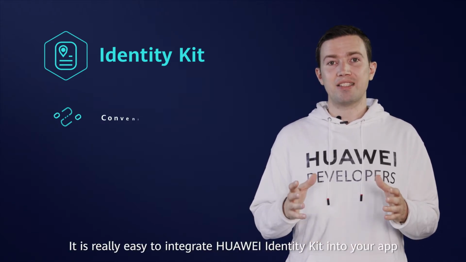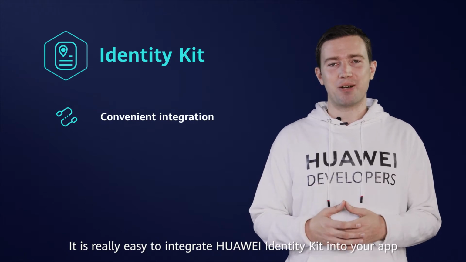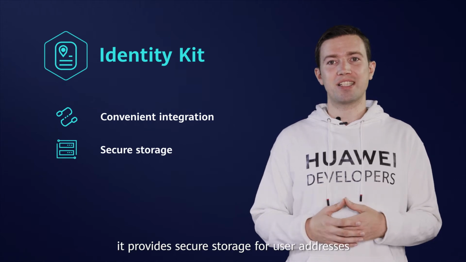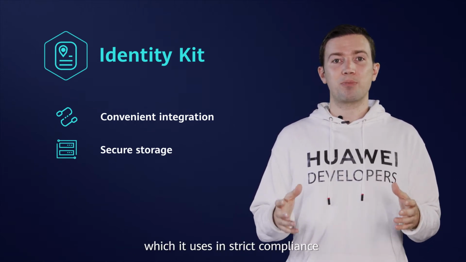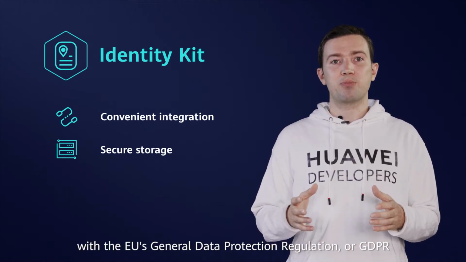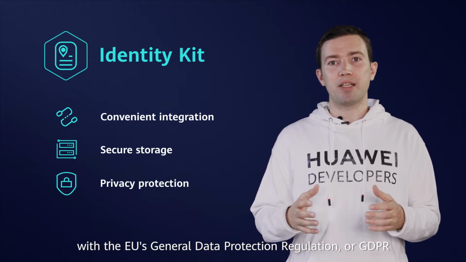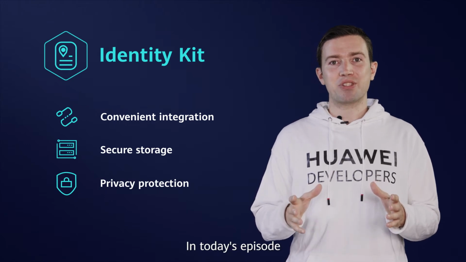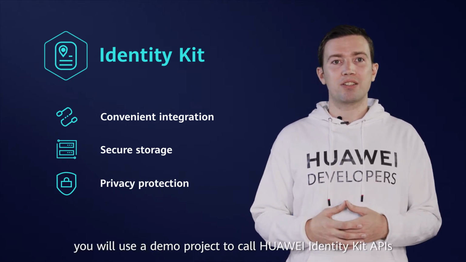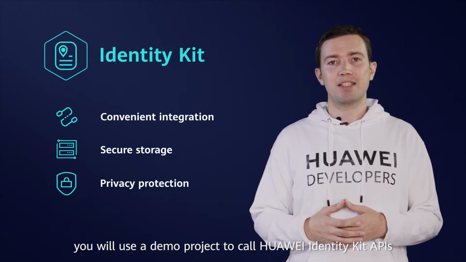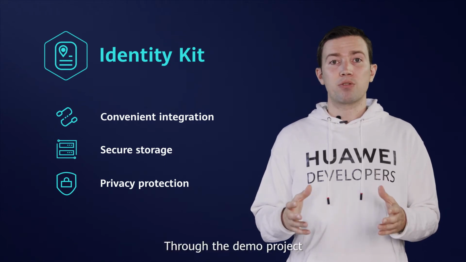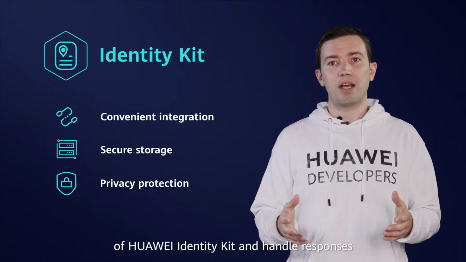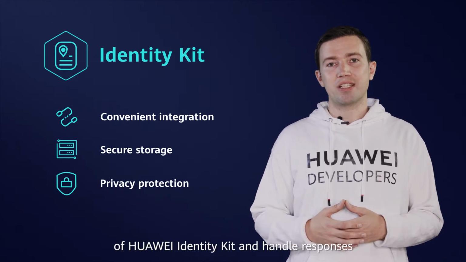It's really easy to integrate HUAWEI Identity Kit into your app. And once integrated, it provides secure storage for user addresses, which it uses in strict compliance with the EU's General Data Protection Regulation, or GDPR, to ensure optimal user privacy. In today's episode, you will use a demo project to call HUAWEI Identity Kit APIs. Through the demo project, you will call the user address obtaining API of HUAWEI Identity Kit and handle responses.